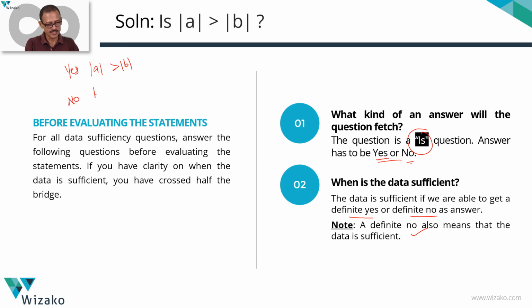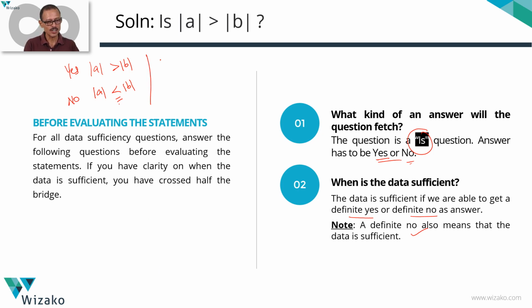When is it a no? It's a no in two cases. One, when modulus of A is less than modulus of B, the magnitude of A is less than the magnitude of B. The second case is when their magnitudes are equal. Do not forget this equal to possibility. So if we're able to convincingly state, either using the statements independently or together, that modulus of A is not greater than modulus of B, then the data is sufficient.